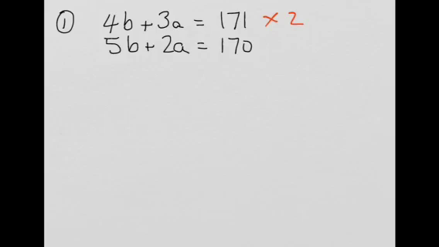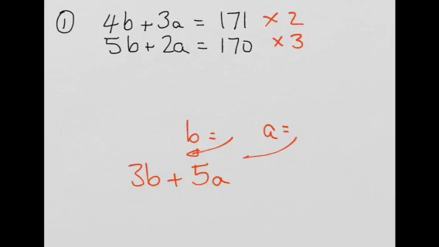Times the top by 2, times the second one by 3, get rid of the a's, find what b is, and then find what a is. And then remember, the question's asking you what 3 bananas and 5 apples are. So don't forget to actually finish the question off by substituting these values in. An easy start.